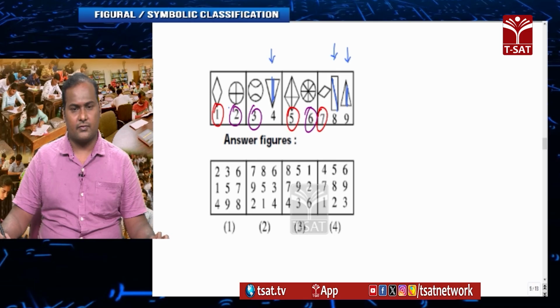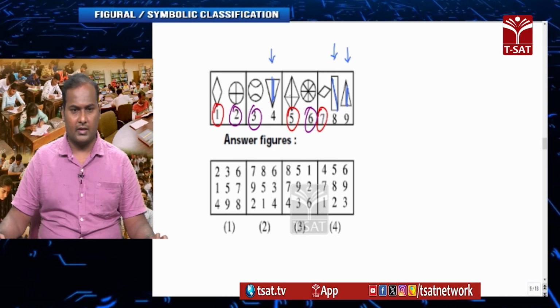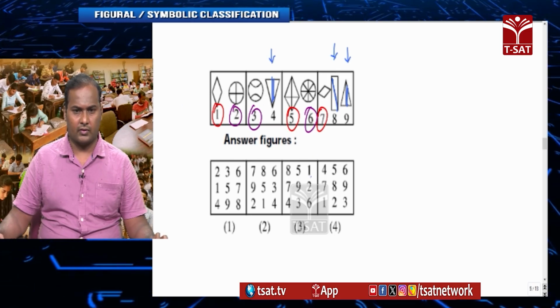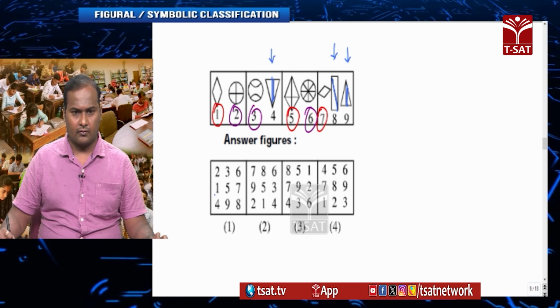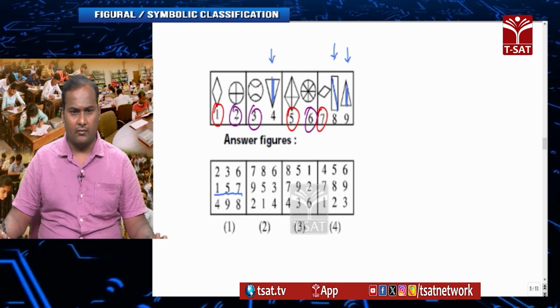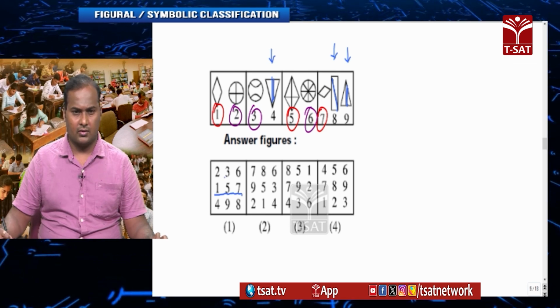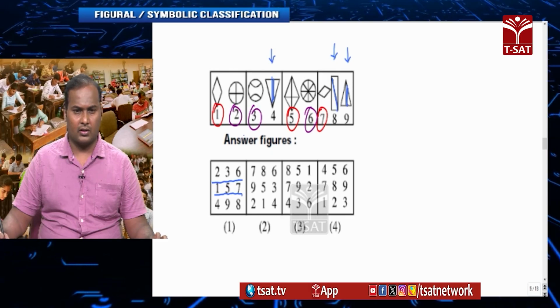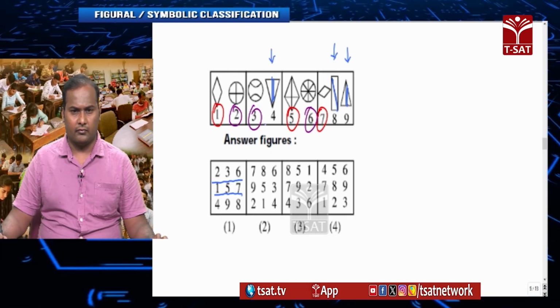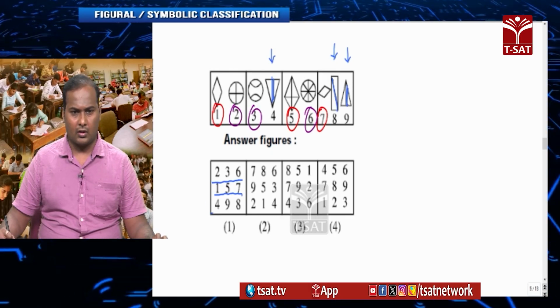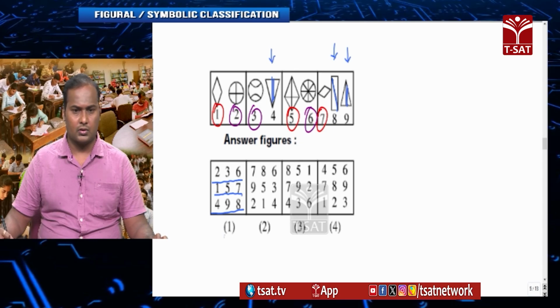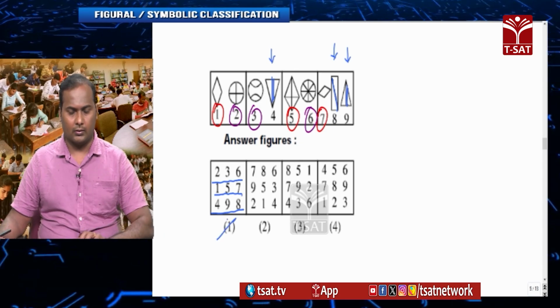So now let's find out the answer. 1, 5, 7 forms one group. So check where is 1, 5, 7. So 1, 5, 7 is one group. In the same way, 2, 3, 6 forms another group. In the same way, the remaining 4, 8, 9 or 4, 9, 8 forms one more group. So your answer is option 1.